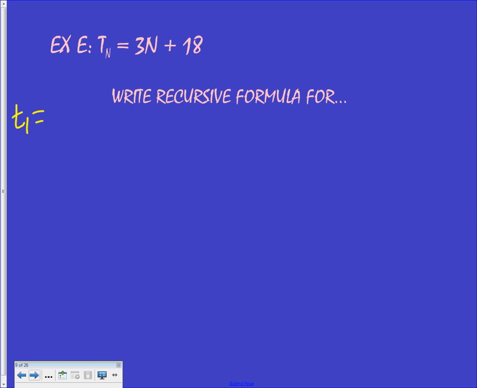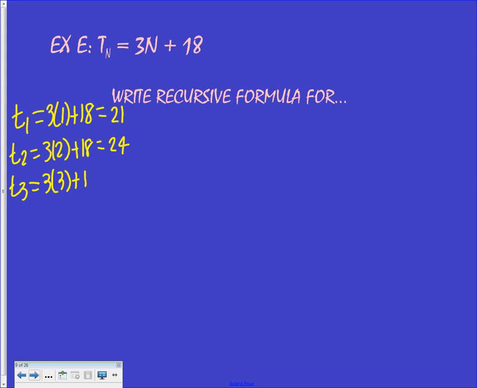So, like yesterday, to find the first term, I plug in 1, right? So 3 times 1 plus 18, so my first term was 21. Okay, let's find the second term. 3 times 2 plus 18 was 24. And then let's find that third term. So third term, plug in 3. So 3 times 3 plus 18 equals 27. Okay, so now I know my sequence goes 21, 24, 27.